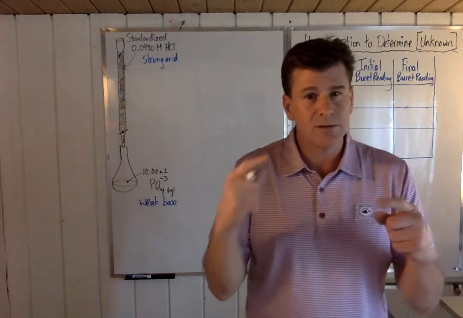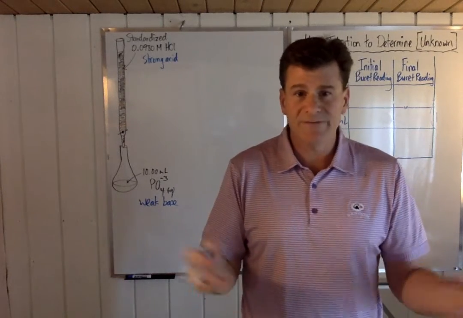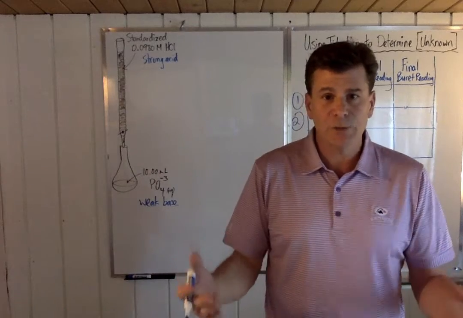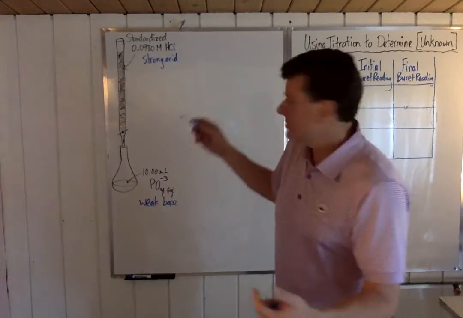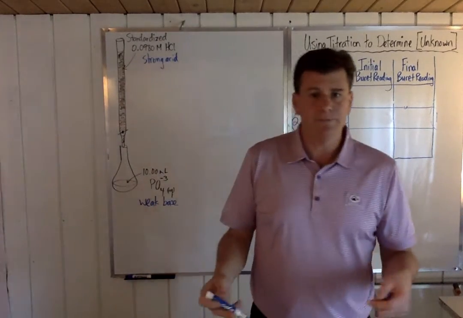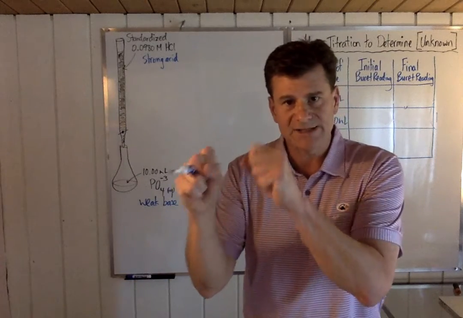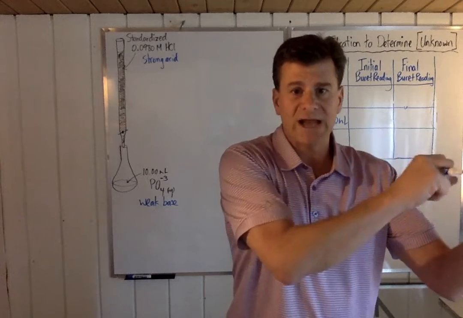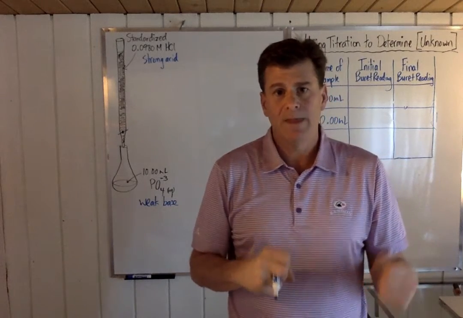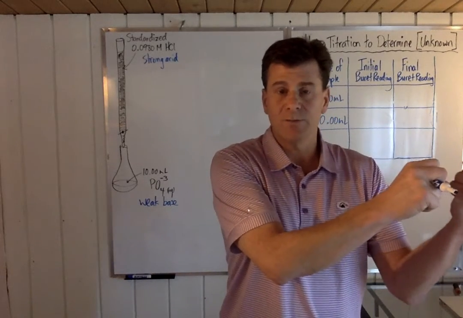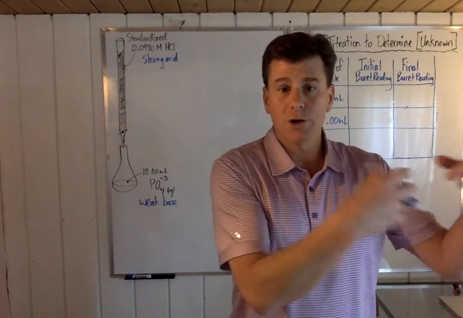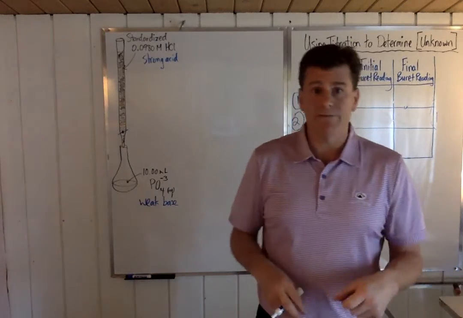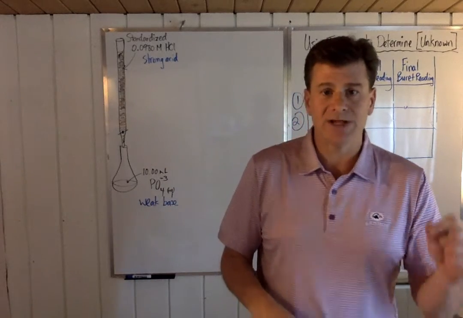Now I have to rethink what indicator I want, because phenolphthalein won't work on this, because where is my pH at equivalence going to be? Got a strong acid reacting with a weak base. The reactants are strong acid, weak base. They are going to make the conjugate acid of H3PO4. So at equivalence, we're going to have a solution of an acid. The pH should be below 7 at equivalence. And so I'm going to choose an acid range indicator.